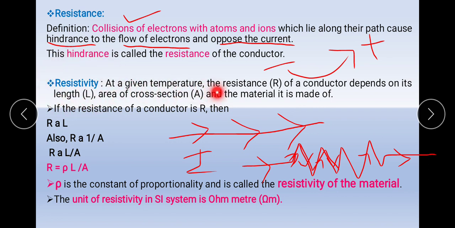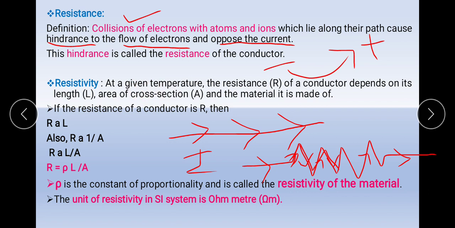At a given temperature, the resistance R of a conductor depends on its length, area of cross section, and the material it is made of. So each and every word here has some specification, some interesting points which we have to make note about. That is the resistivity at a given temperature.